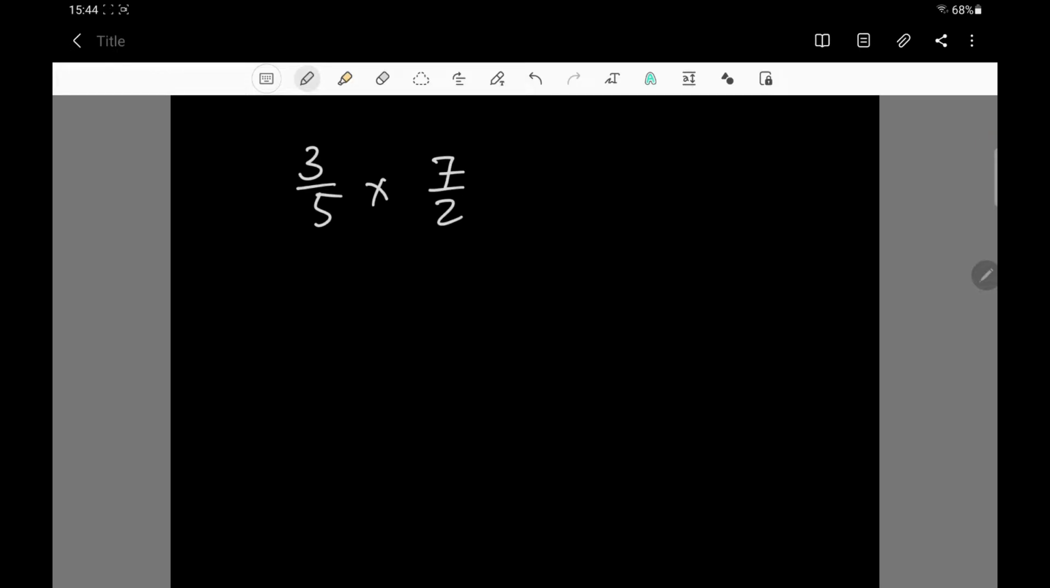In this lesson we're going to focus on multiplying 2 fractions. Whenever you need to multiply, multiply across, like 5 times 2, which is 10, and 3 times 7 is 21. So the answer is 21 over 10. But sometimes the numbers may not be that small.